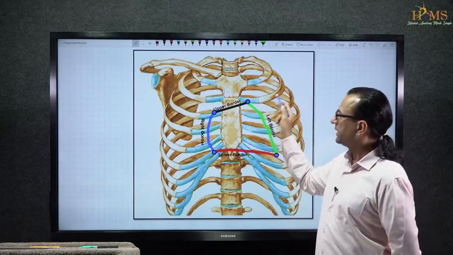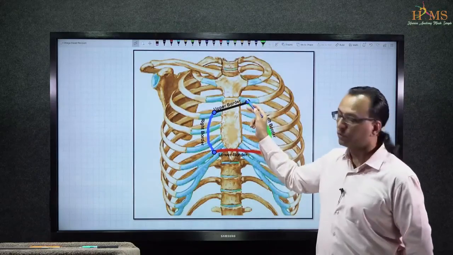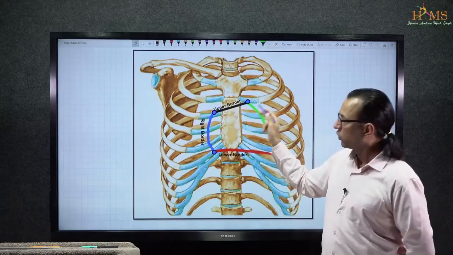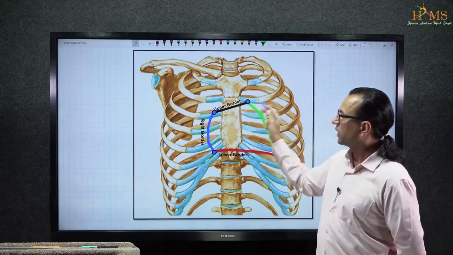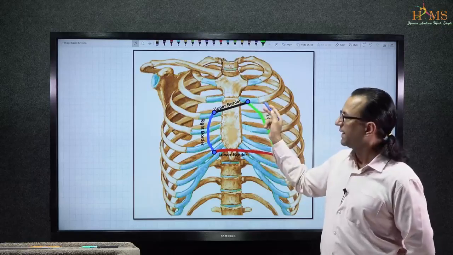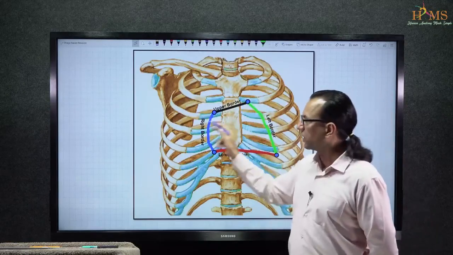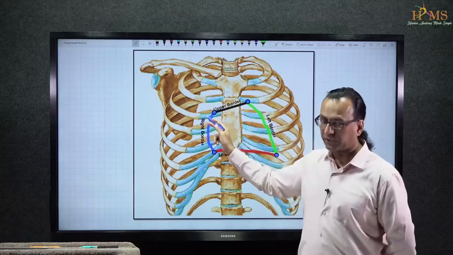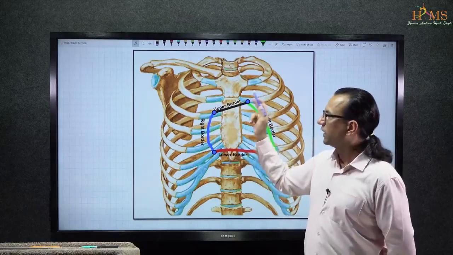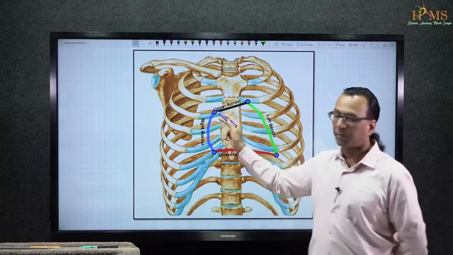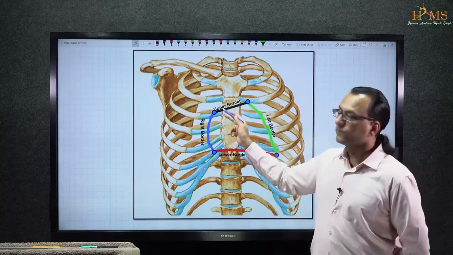You have to start at costal cartilage number 2, which is at the manubriosternal junction, and go to the lower border. So, lower border of the second costal cartilage on the left side, you start at point A and come to point B, which is the upper border of costal cartilage number 3 on the right side. This is the lower border and that is the upper border. This is the superior border of the heart.